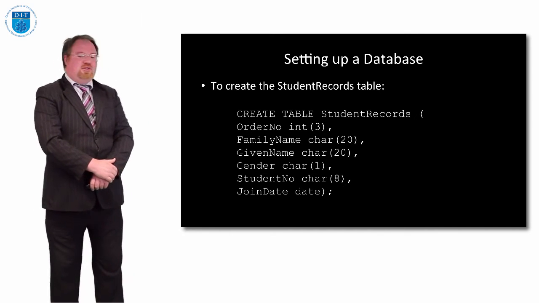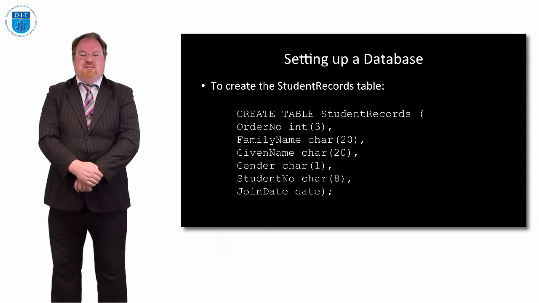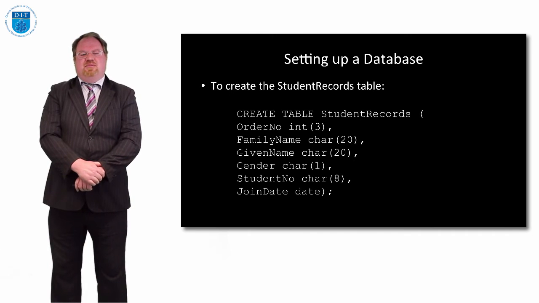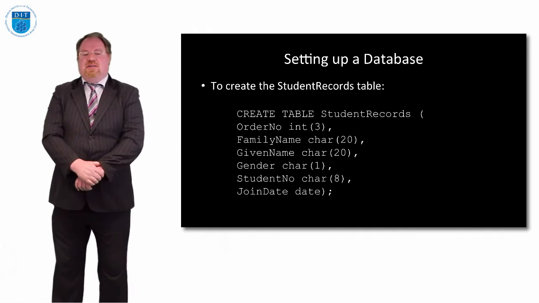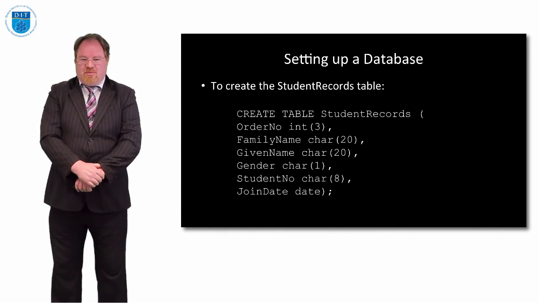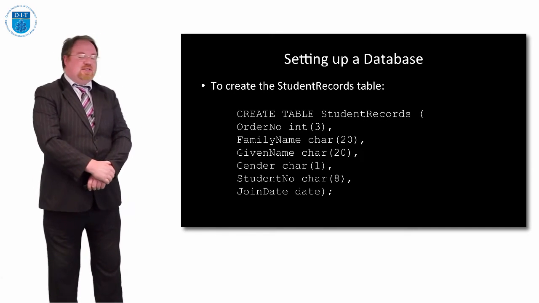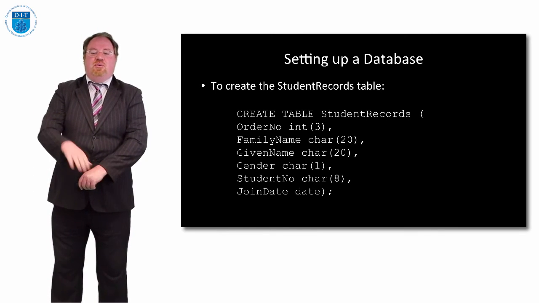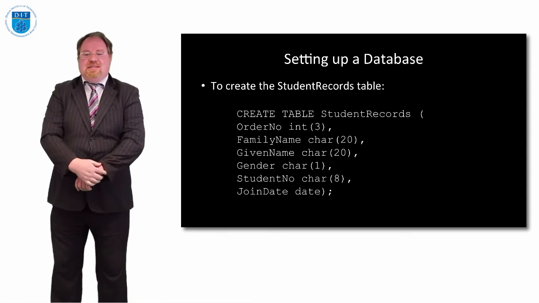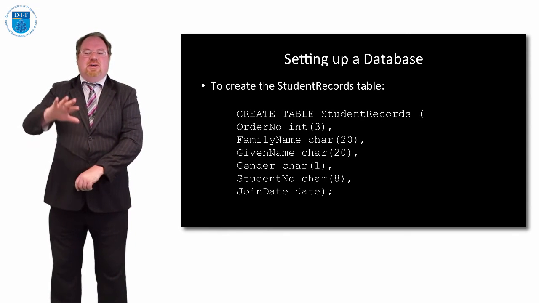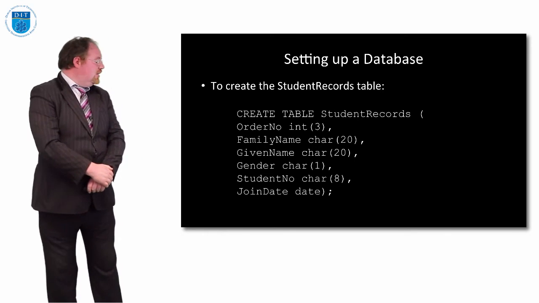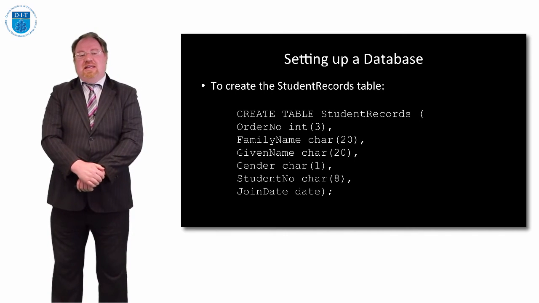Here's our SQL for creating our table. Create a table called student records. It has order number, as we saw, and that's a number. It's an integer that can be 3 characters at maximum, so that means any number from 0 to 999. Family name is a character variable, maximum 20 characters long. Given name is a character variable, also 20 characters long. Gender, which we saw was either M or F, or C, or U for undeclared, or whatever you want, we can just declare as a variable of type character that's 1 letter long.